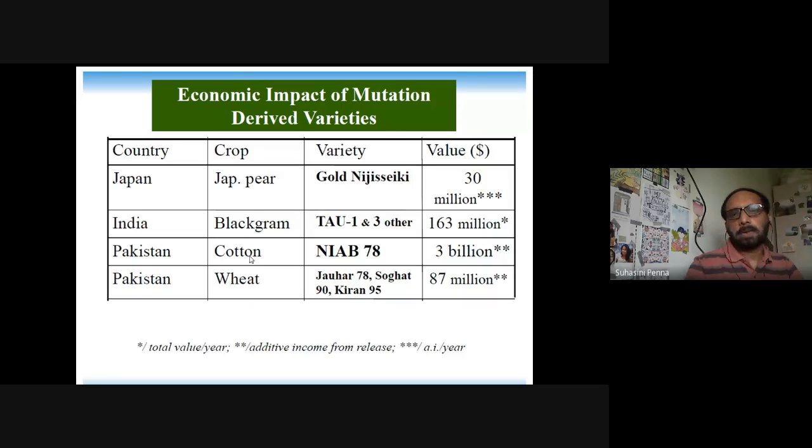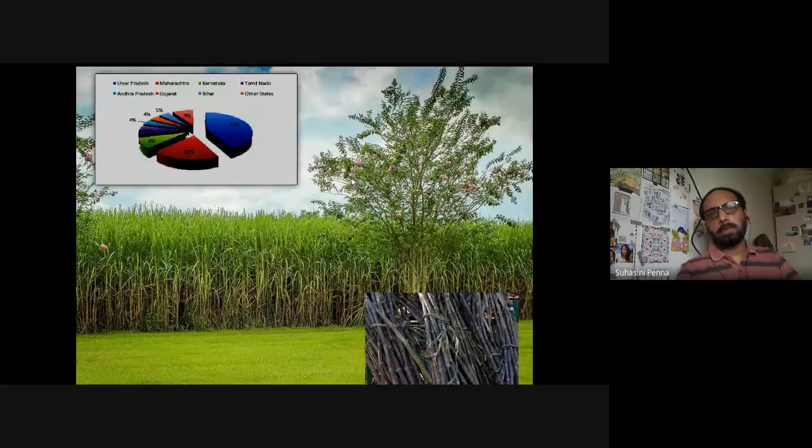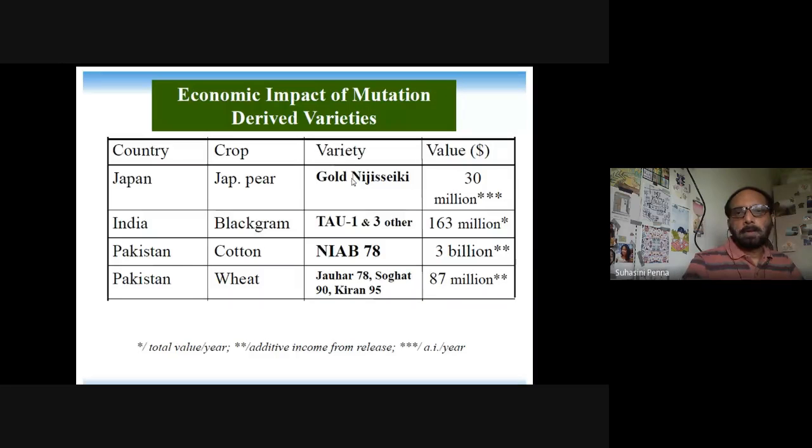For example, in Pakistan, NIAC 78 cotton variety has transformed the cotton cultivation in the country. Likewise, wheat, Japanese pear, this is a very famous example of induced mutation breeding technology. So I thought I'll just brief you about the economic impact.